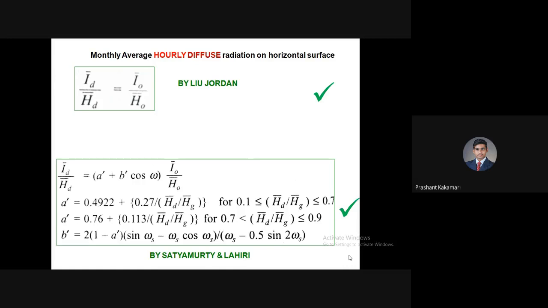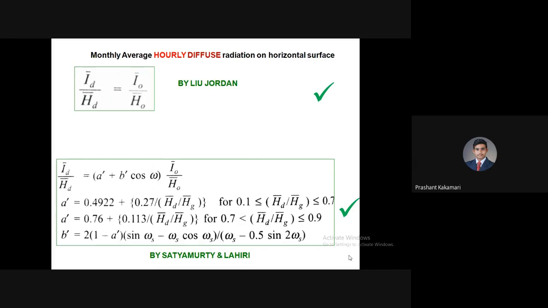Okay, so coming back to these equations again, Liu and Jordan, for the hourly diffuse radiations, suggested we can take the ratio of Id bar by Hd bar, that is, the diffuse radiations on hourly basis with respect to the diffuse radiations on daily basis. If you take the average, that ratio can be equal to, see the biggest change here, what he is telling, this ratio of diffuse radiations on hourly basis and daily basis is equal to the same ratio of extraterrestrial radiations. What is that? The extraterrestrial average hourly radiation values to the monthly average daily radiations on the extraterrestrial surface. Both ratios are equal. This is the huge change. It means you can put an equal sign, and you can also find out one of the unknowns by this.